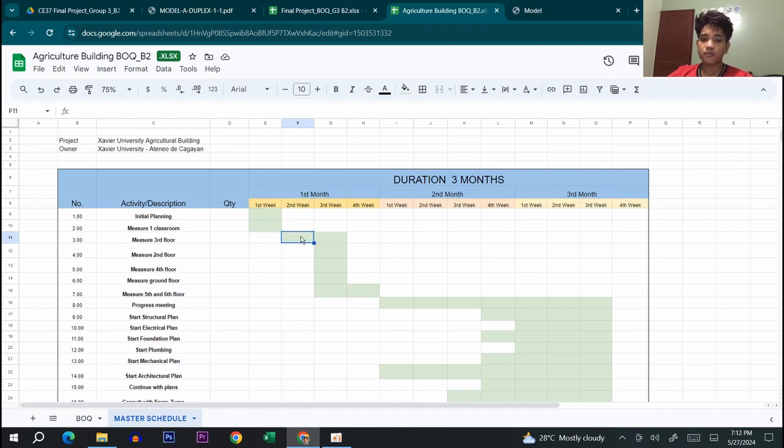For the second week, in order to make it efficient, we actually split up. Since there are six members, we separated. So three of us measured a different floor per meeting. So you have measured third floor, second floor, fourth floor. So in a span of around 1 month, we have measured some parts of the building.